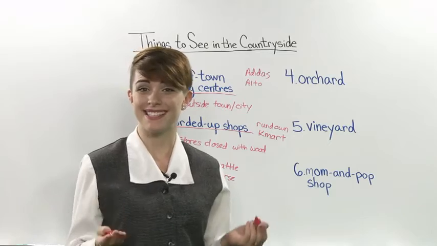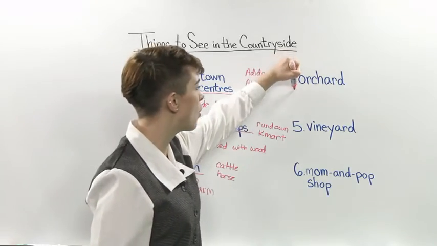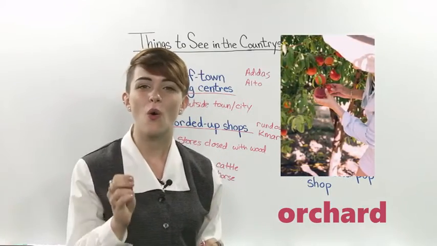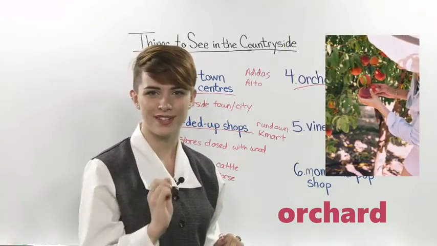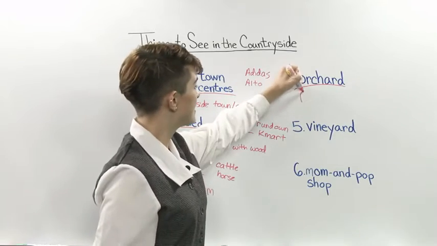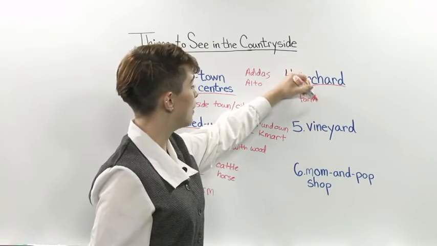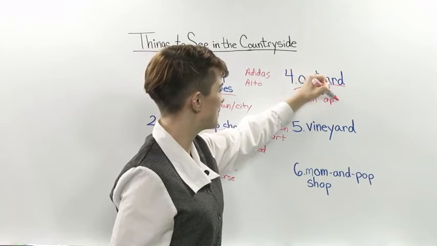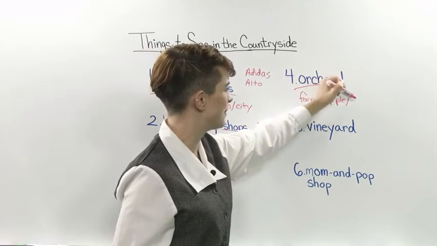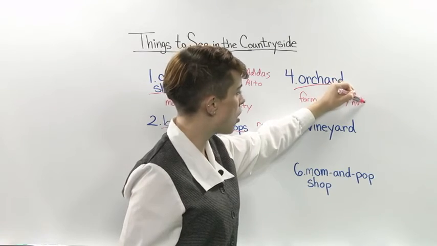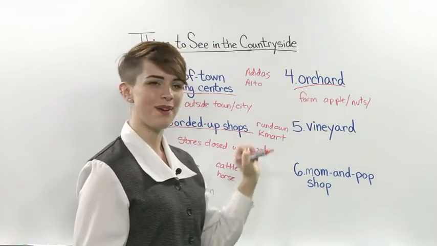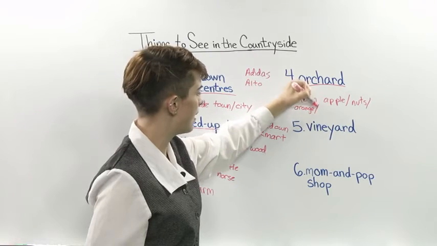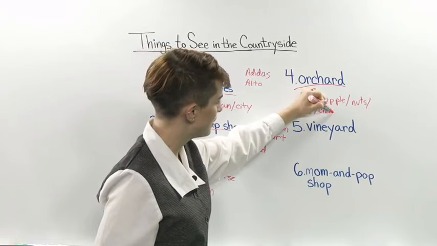Another thing you might get to see in the countryside is an orchard. This word's a little strange, so let's practice. Orchard, orchard. An orchard is again a farm where you can grow many things, such as apples, an apple orchard, or you can grow nuts, an almond orchard. You can also have an orange orchard, or you can have a cherry orchard.